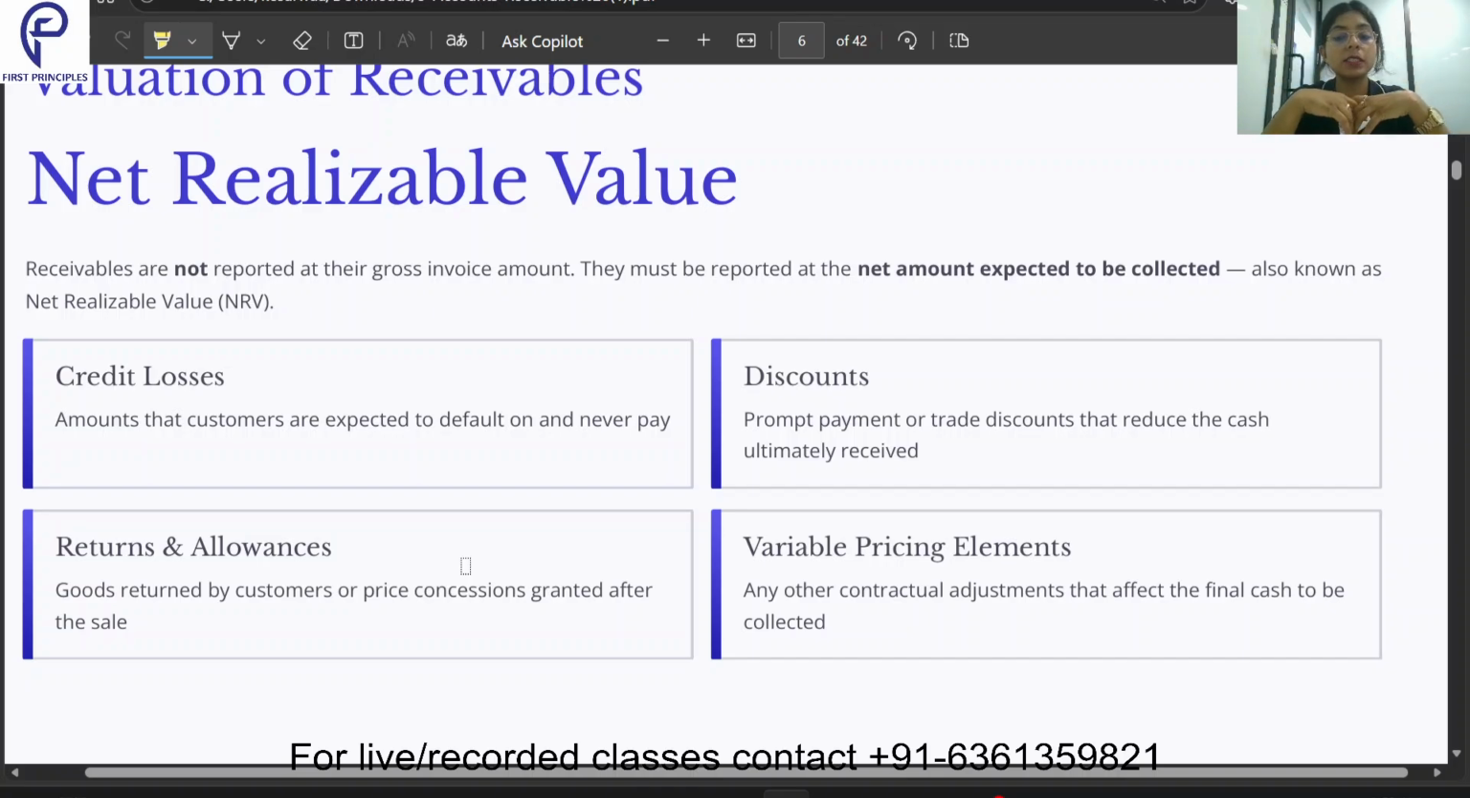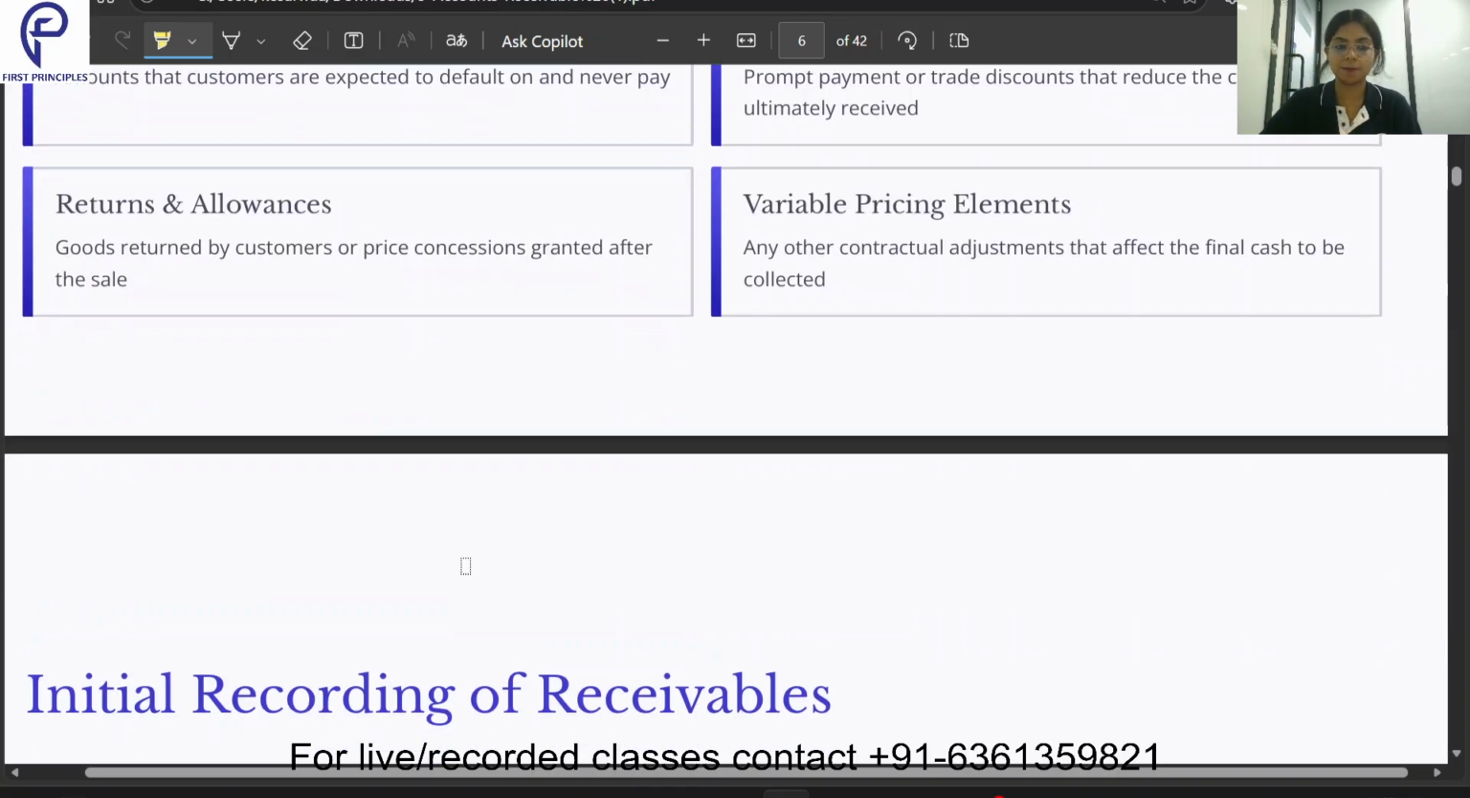Then we should also consider variable pricing elements. There could be some kind of contract with the customer that after a certain period of time, if they pay us X amount of money, then they get this much amount of discount. So if some kind of agreement is there where our payment amount is going to be variable because of a particular activity or event, in that case we should factor in that event, and accordingly we should recognize the accounts receivable in our books of accounts.